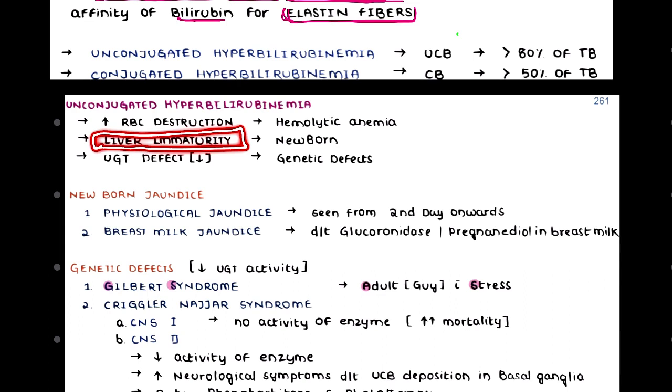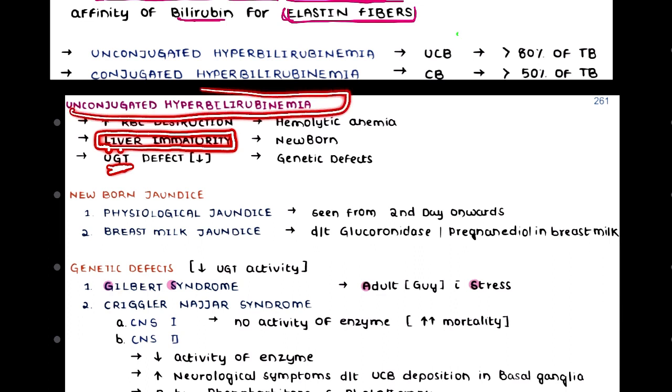Now talking about liver immaturity, what will happen in the case of liver immaturity is there will be reduction in function of UDP glucuronide transferase. If there is ineffective glucuronide transferase, there will be less conversion of unconjugated bilirubin into conjugated bilirubin, and that will lead to unconjugated hyperbilirubinemia.